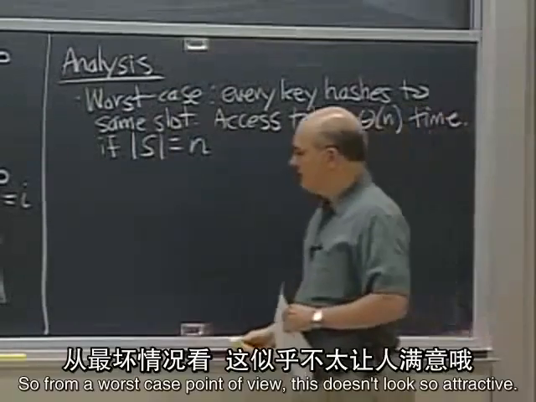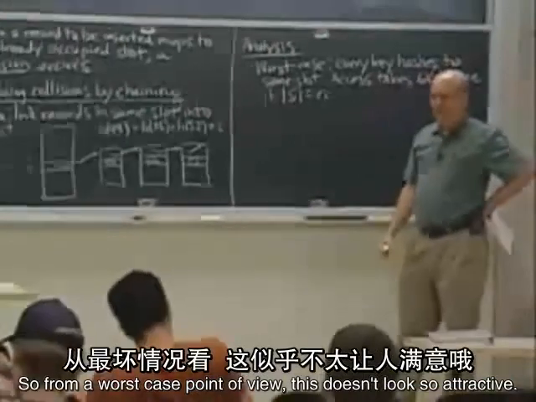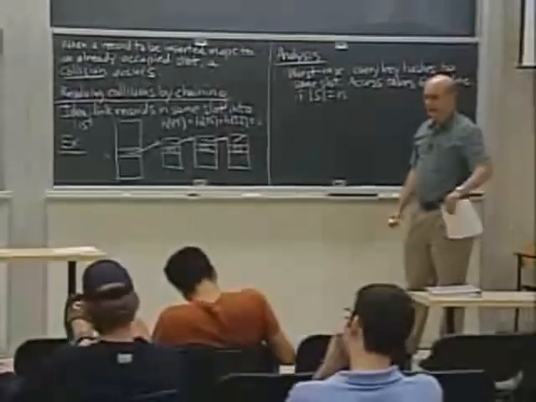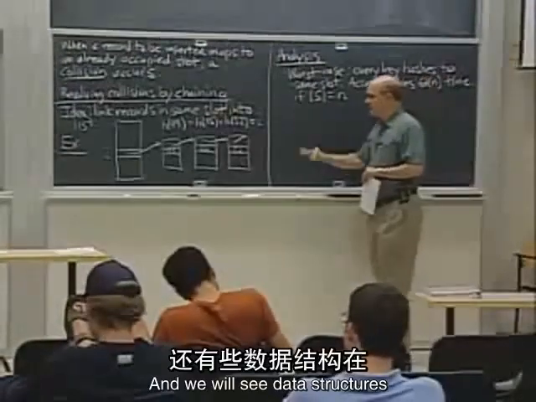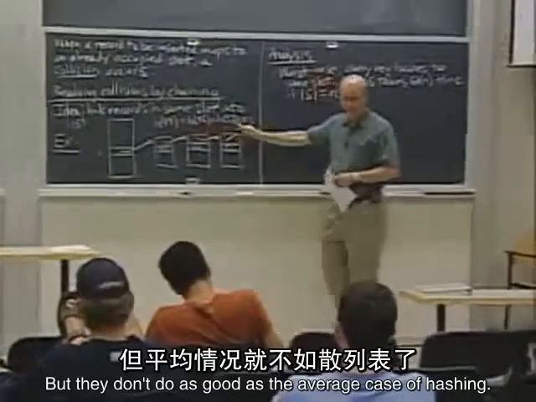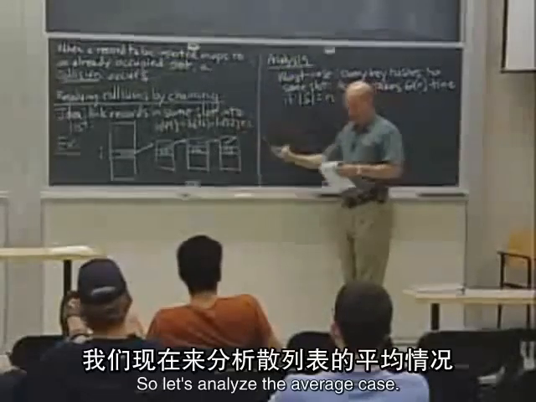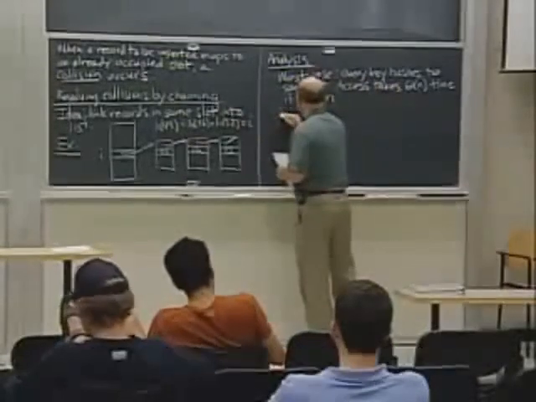So from a worst case point of view, this doesn't look so attractive. And we will see data structures that in the worst case do very well for this problem, but they don't do as well as the average case of hashing. So let's analyze the average case.